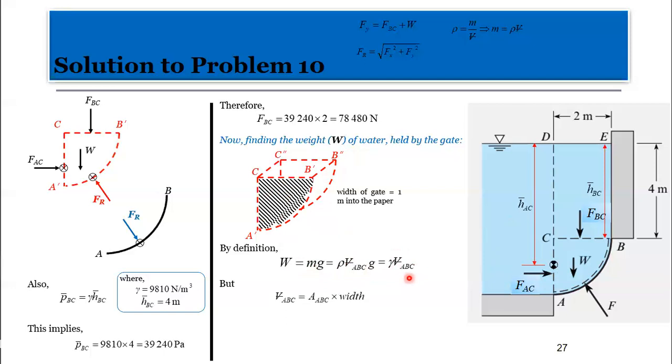So specific weight of water times the volume. But we are saying that volume is what? Area ABC times the length into the board. So we know that ABC is what? 1/4 of an area, so pi r squared divided by 4. And we know the radius r to be 2. So divided by that, this gives the area to be 3.143 meters squared. And this implies that my volume is simply 3.143 times 1, which is that.